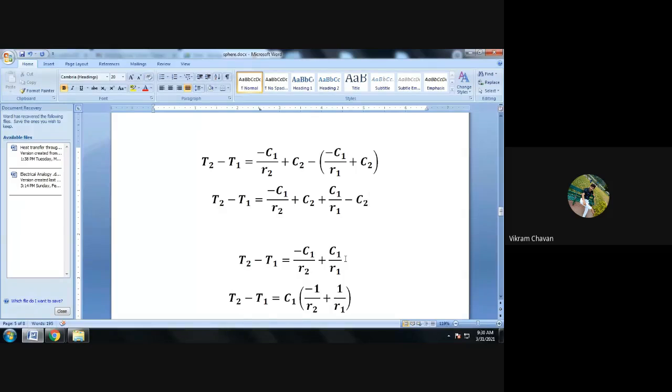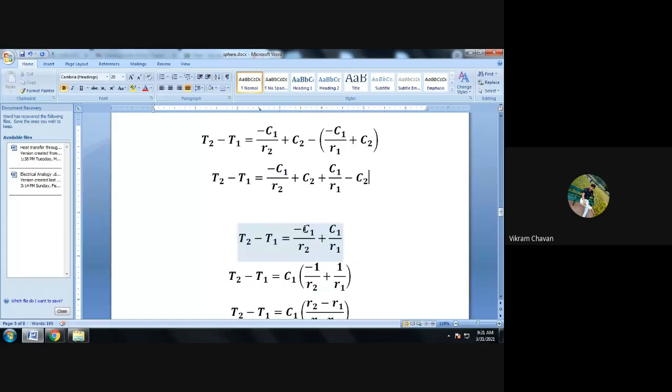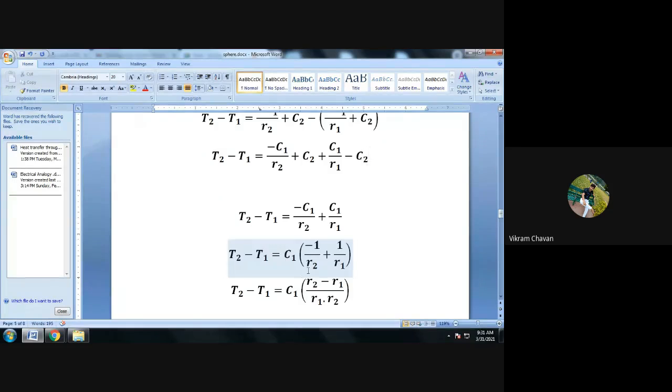Now further, we take C1 common from both the terms. So we get the equation as T2 minus T1 is equal to C1 into bracket minus 1 divided by R2 plus 1 divided by R1, because we have taken C1 out of the bracket as common from these two terms. Getting everyone?